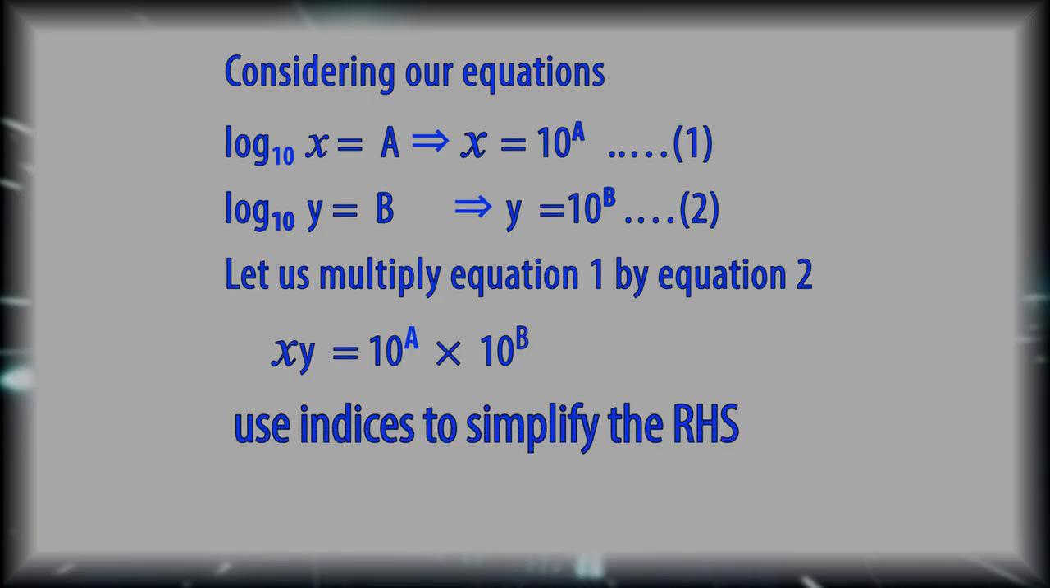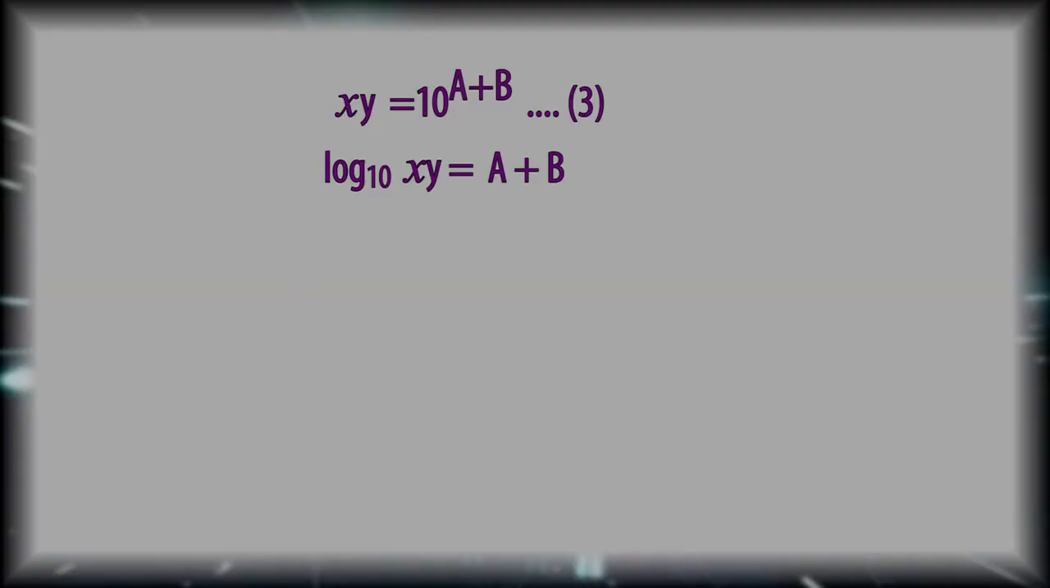Now, we are going to use indices to simplify that statement. Then we will have xy to be equal to 10 raised to the power a plus b. And we are going to call that equation 3. Now, we want to write that equation in log form. I'm sure you haven't forgotten what we did in our last lesson. So writing that in log form, we are going to have log to the base 10 of xy to be equal to a plus b.